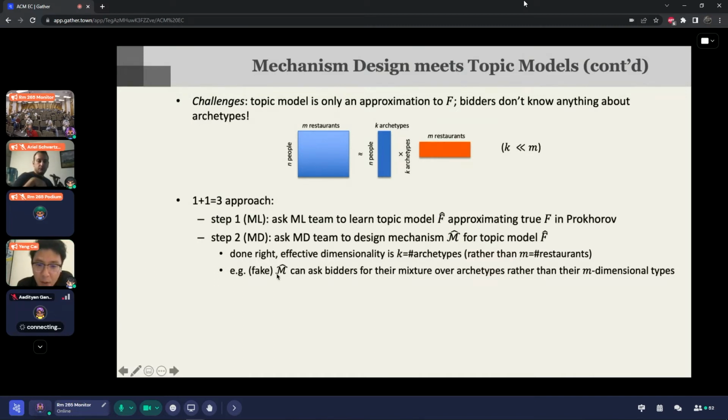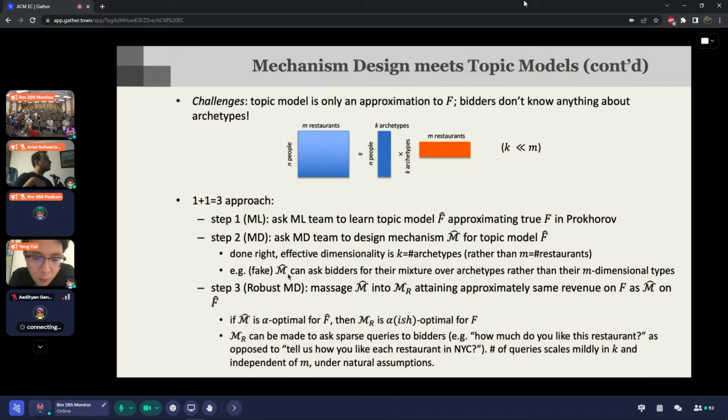Of course, there's a tricky issue here: the mechanism you design using f hat will ask bidders to report a mixture over archetypes rather than their m-dimensional types. So we need to make this m hat somehow able to interact directly with bidders with m-dimensional types. So that's what we did in the last step. In the last step, we robustify m hat into some mechanism m sub r that will give you good revenue on the true distribution f.